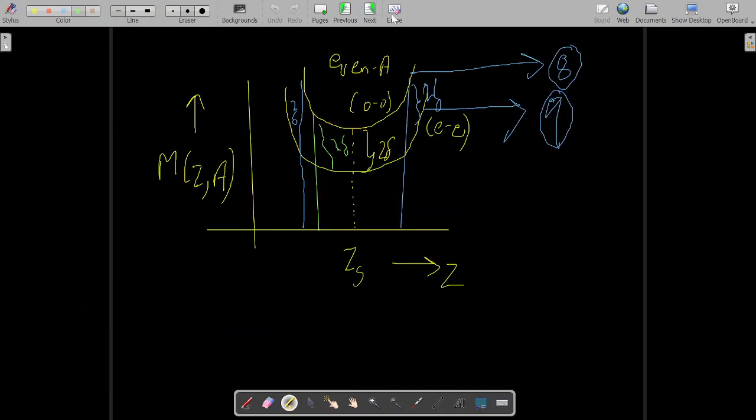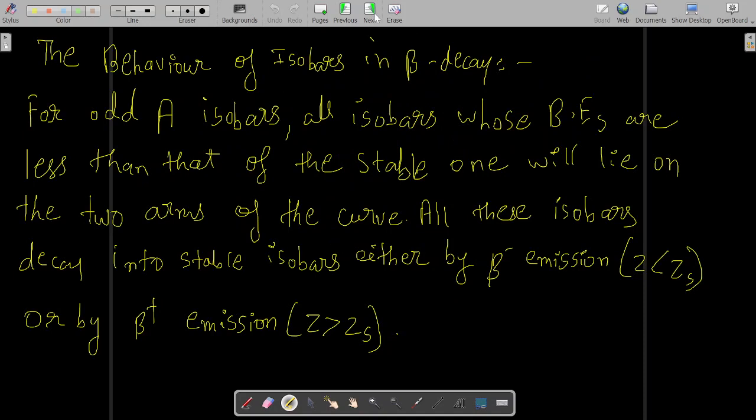So that's how you can see this. Behavior of isobars in beta decay for odd A isobars. Okay, now we are talking about atomic mass number A to be odd. For odd A isobars, all isobars whose binding energies are less than that of the stable one will lie on the two arms of the curve.